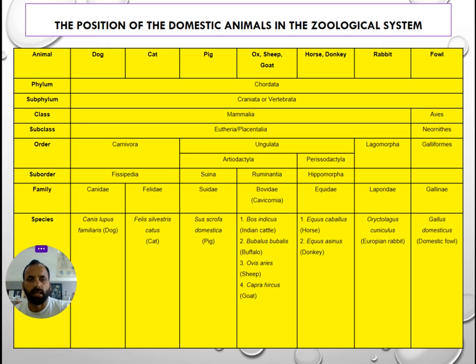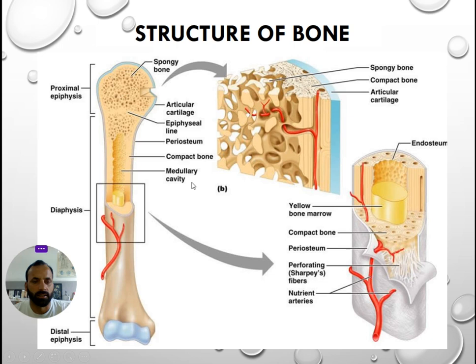So this is the position of the domesticated animals we are going to study in these lectures, their zoological position in the system, phylum, subphylum, which you will all know. You will be studying the Canidae, the dog; the cat, Felidae; the pig, Suidae; ox, sheep and goat, which are Bovidae; the horse and donkey, Equidae; the rabbit, Leporidae; and the fowl, Gallinae. So the anatomy of these seven species will be studied.